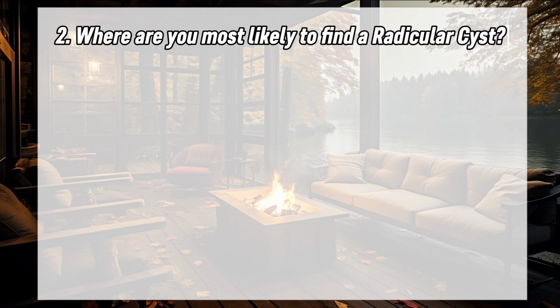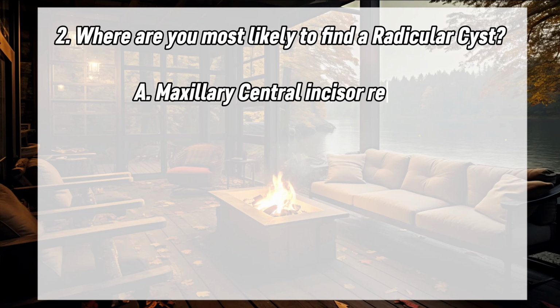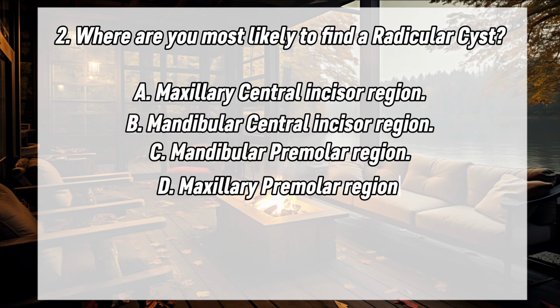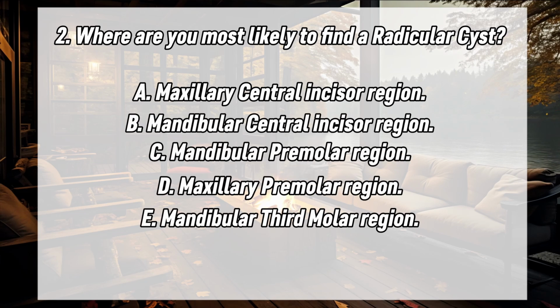Now, question 2: where are you most likely to find a radicular cyst? Is it the maxillary central incisor region, mandibular central, mandibular premolar, maxillary premolar, or the mandibular third molar? This one is probably just one of those facts that you either know or you don't, but the correct answer here is the maxillary central incisor region.